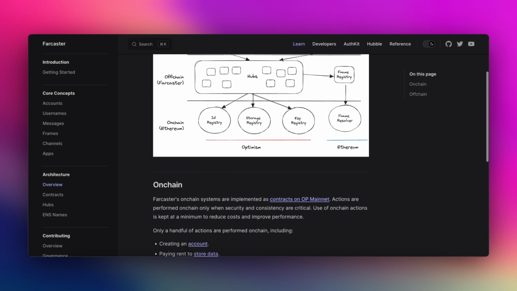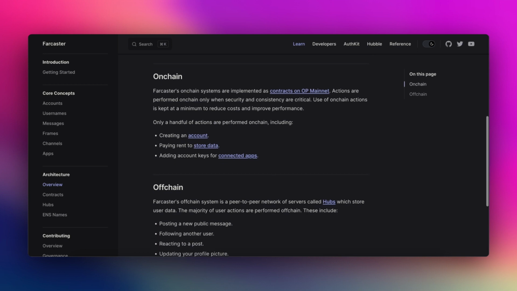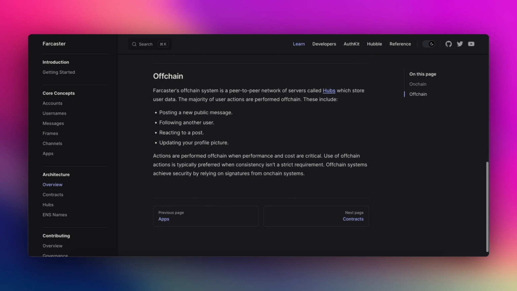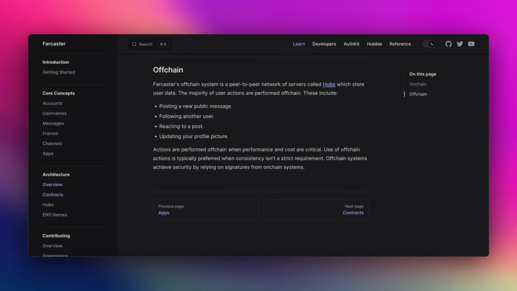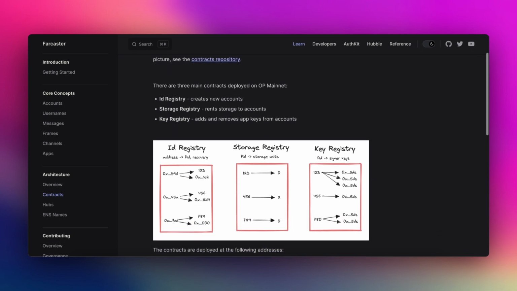It's built on Optimism, a layer 2 scaling solution on Ethereum, ensuring decentralization, security, and transparency. By leveraging blockchain technology, Farcaster creates an environment where users have full control over their data and interactions.